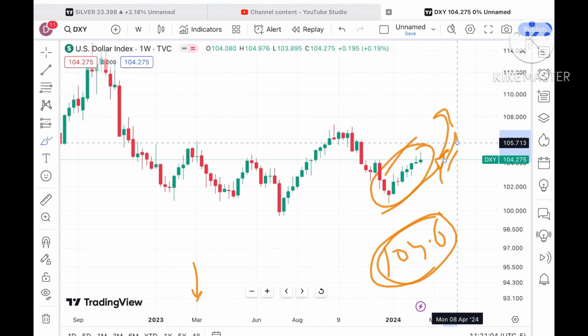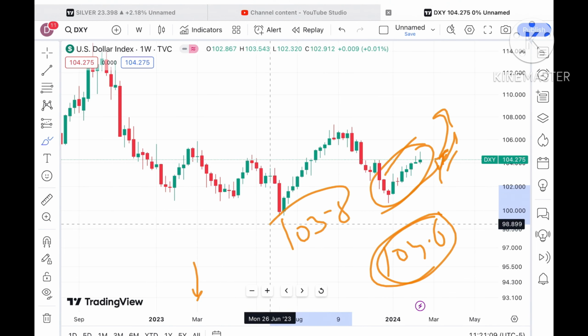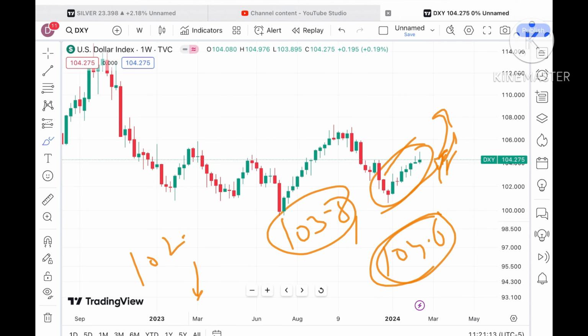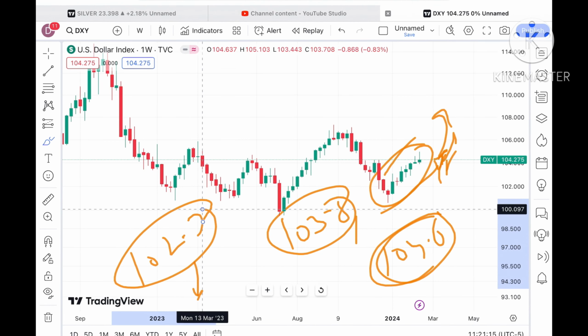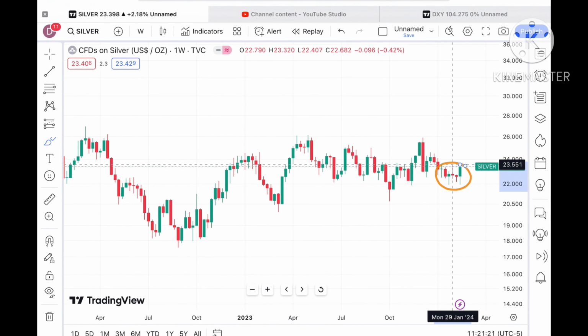But remember, this is only one factor. If the price keeps moving above that level, a further fall in silver. But if the dollar index starts moving below a level of 103.8, a further downfall is possible, towards 107 and then further downfall. Then there is a high chance that the silver price can move upside.